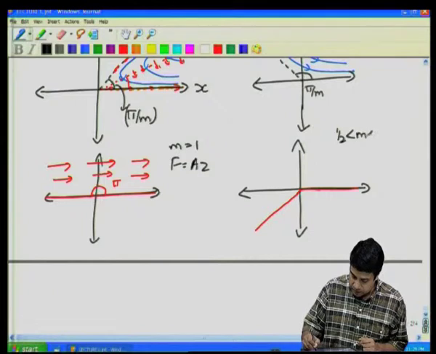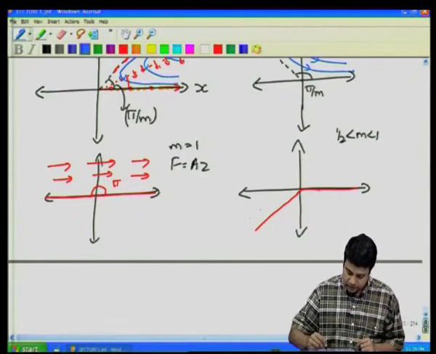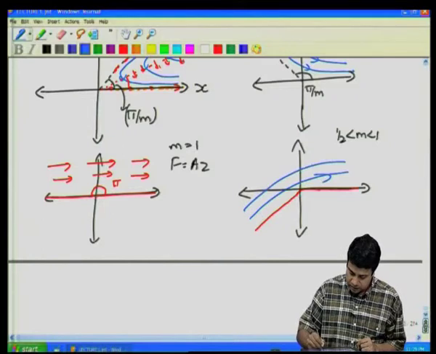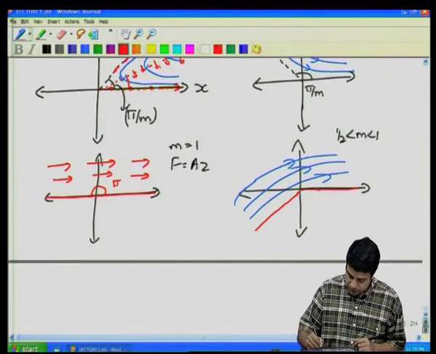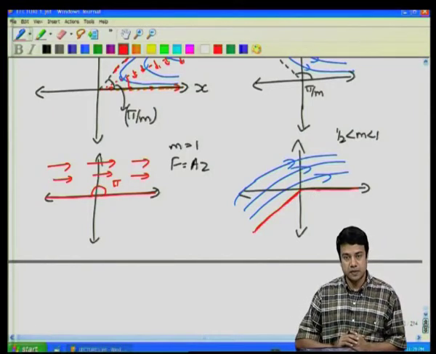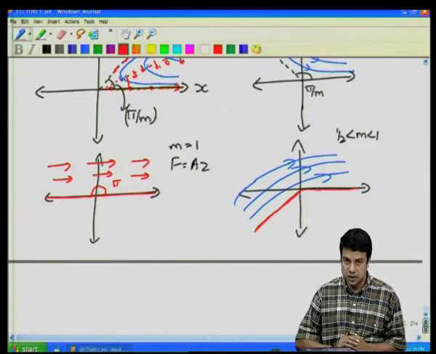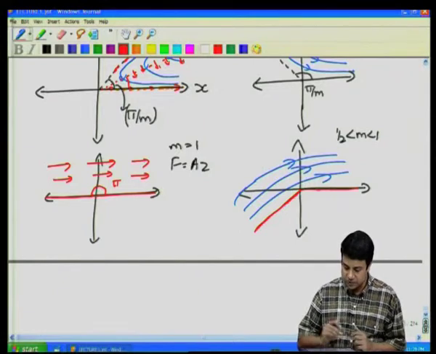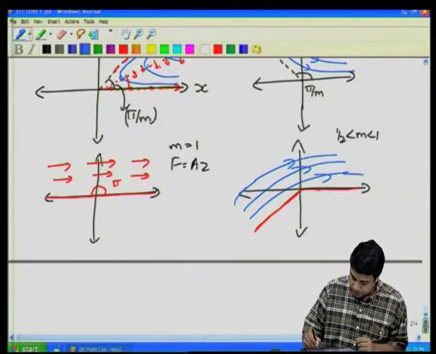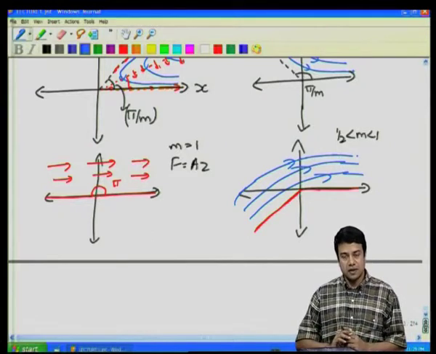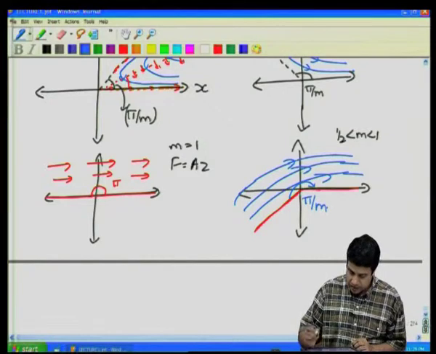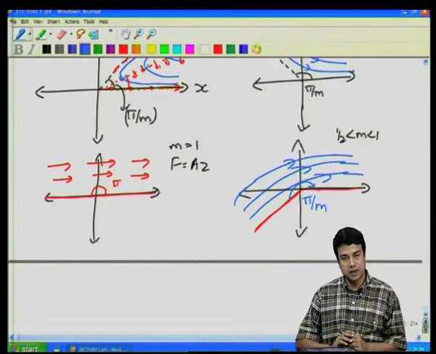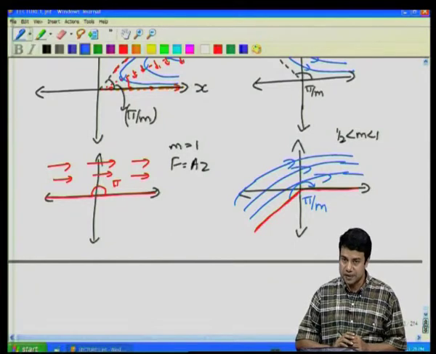Half less than m less than 1, and the flow looks something like that. Once again, these two lines, 0 and pi by m, are lines along which there is no velocity normal to the lines, and therefore, these constitute valid bounding surfaces for the flow. So, this angle now is pi by m. M is less than 1, but greater than a half. So, the angle is greater than pi, but less than 2 pi.